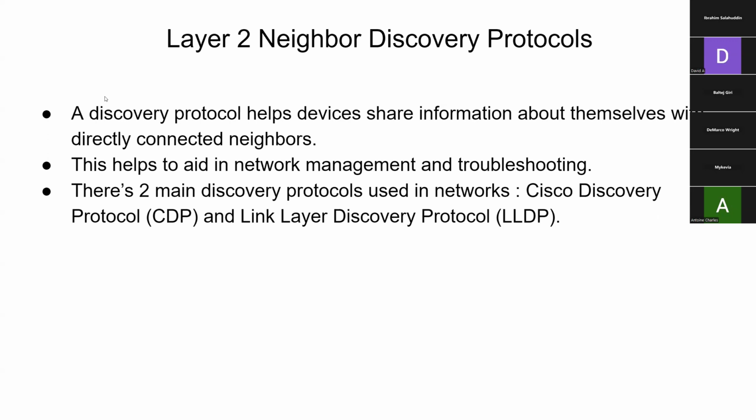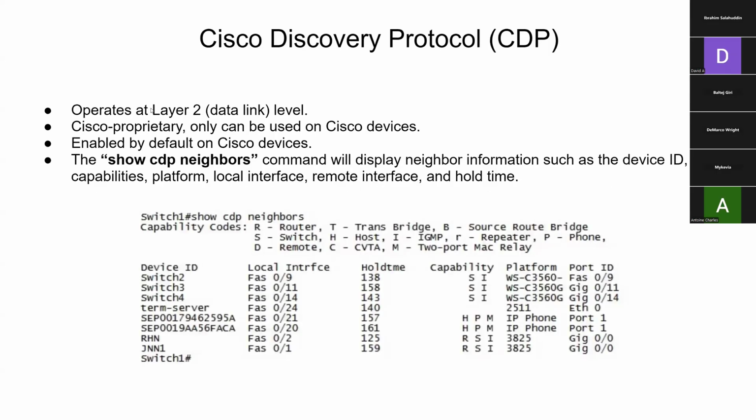There are two main discovery protocols that we use: Cisco Discovery Protocol, CDP, and Link Layer Discovery Protocol. I'm going to go into CDP here and give you a better idea of what kind of information is exchanged between two network devices, right? CDP operates at layer two of the OSI model or the TCP/IP stack. It is Cisco proprietary, so it can only be used on Cisco devices, and it's also enabled by default on these Cisco devices.